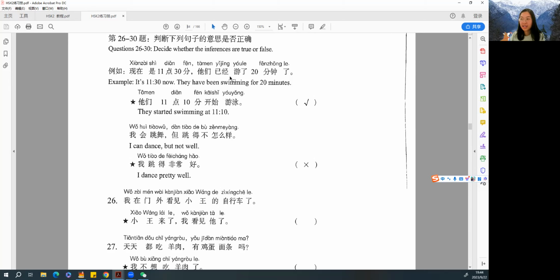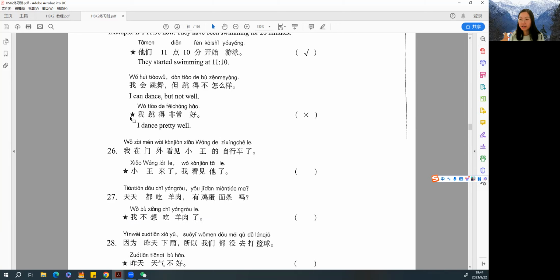A's time now is 11:30. They have already swum for 20 minutes. So when did they start swimming? So it's 11:30 minus 20 minutes, it's 11:10.